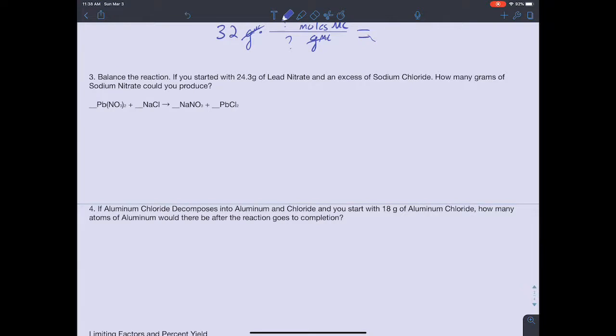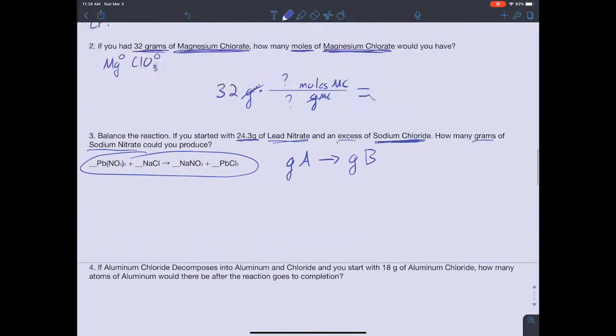Okay, now for this one, it's asking you to balance the reaction first, or I'm asking you to balance the reaction first, I should say. Okay, so you have to balance this. Okay, and then once you balance it, I'm giving you a starting amount of lead nitrate. I say an excess of sodium chloride. I say that so that you know this isn't going to be a limiting factor. You're going to be able to react all 24.3 grams of this. It's saying how many grams of sodium nitrate can you produce? So this is a grams to grams. In other words, it's a grams of A to grams of B. So we did a lot of these, right? We did a lot of grams to grams conversions.